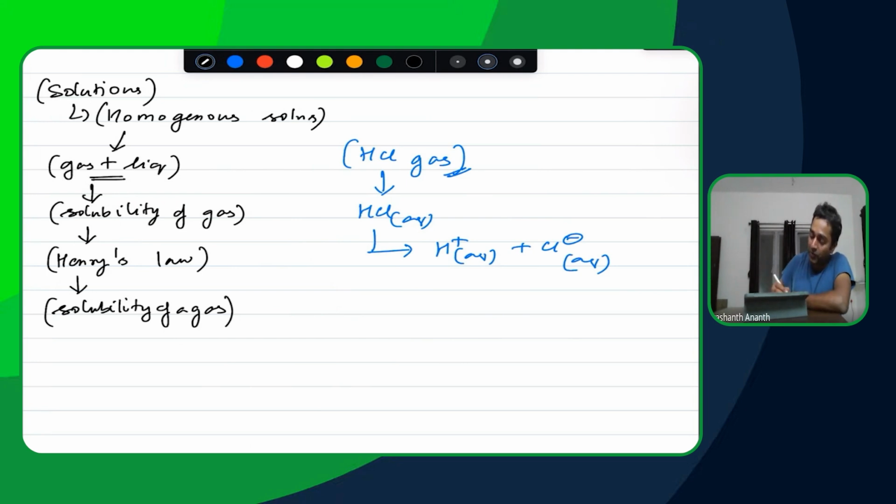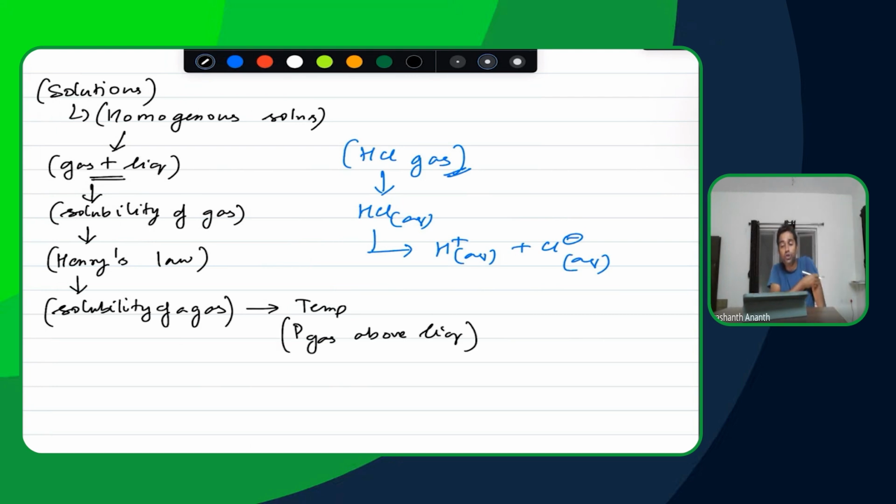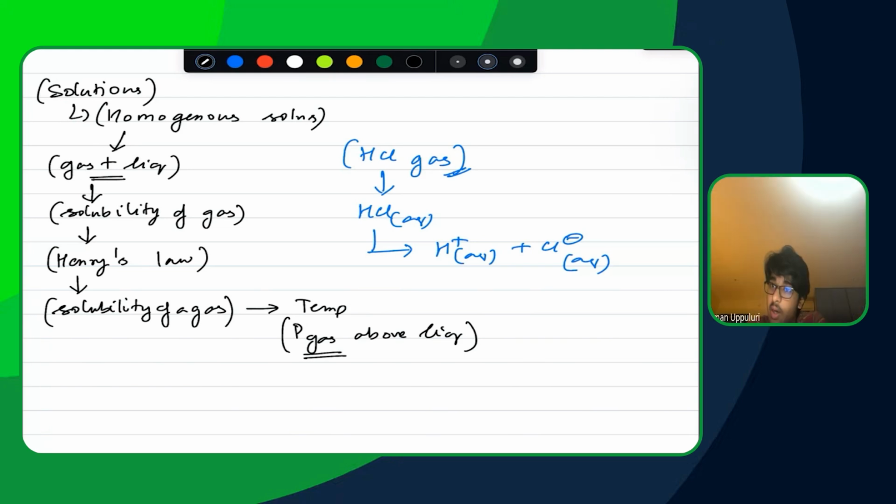So the solubility of a gas which is not reacting at all, the first category, is what we study using Henry's law. In that case, the solubility of a gas depends on two factors: temperature and partial pressure of the gas above the liquid. If you push the gas more forcibly into the liquid, more will dissolve. That means if the partial pressure of the gas above the liquid is higher, more will dissolve.